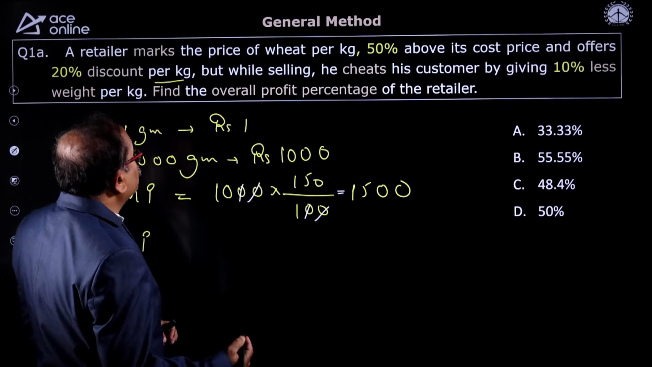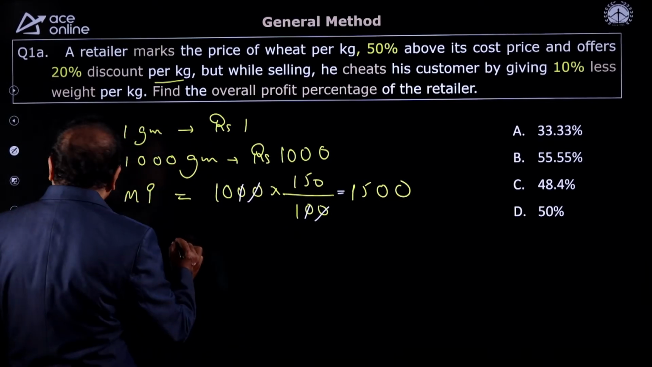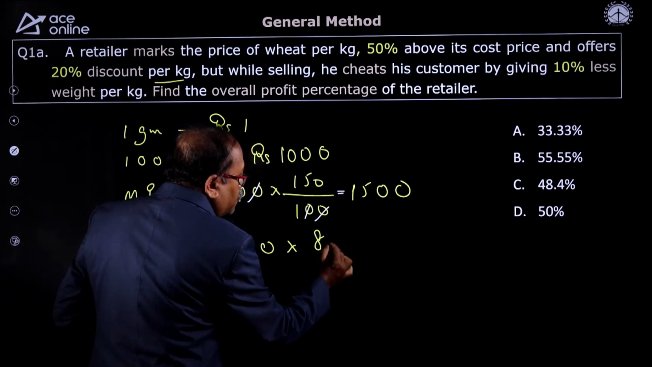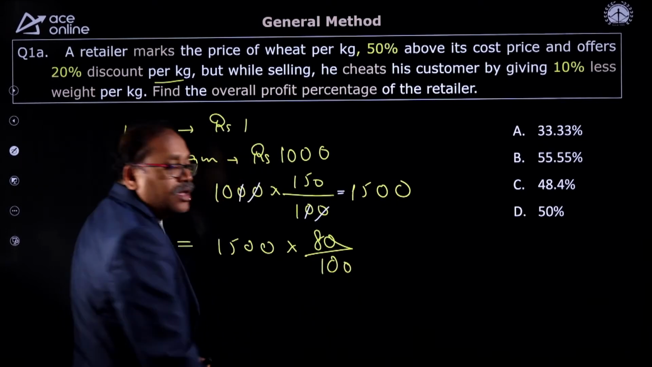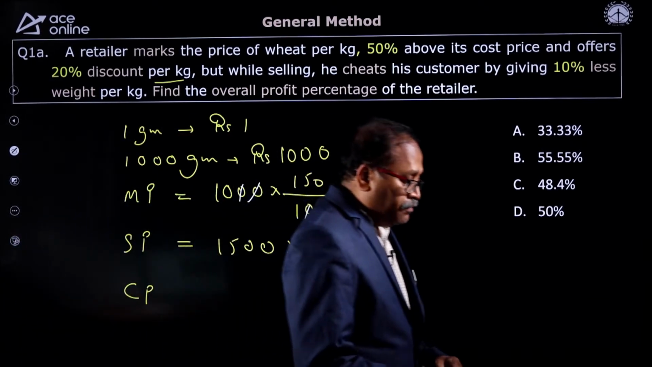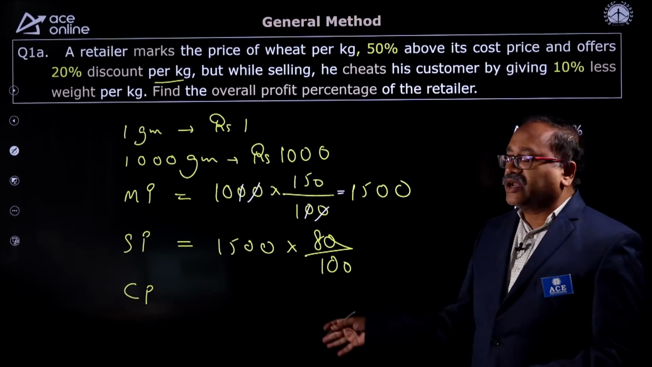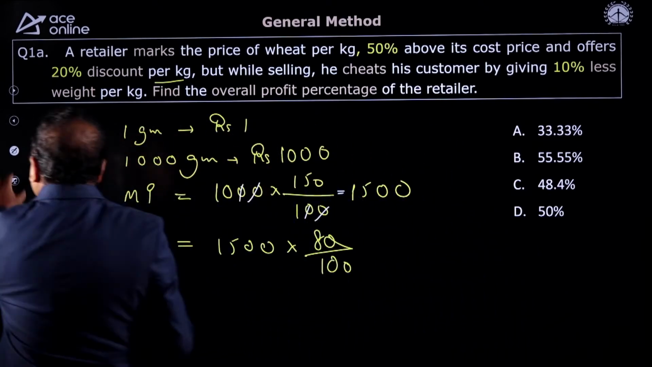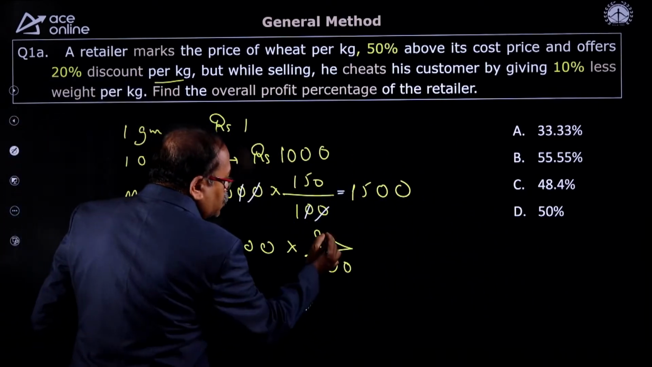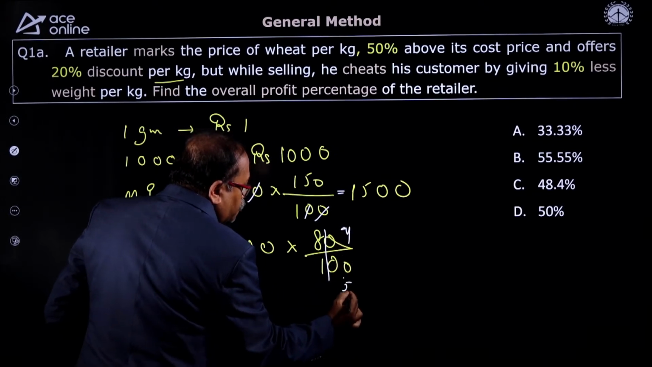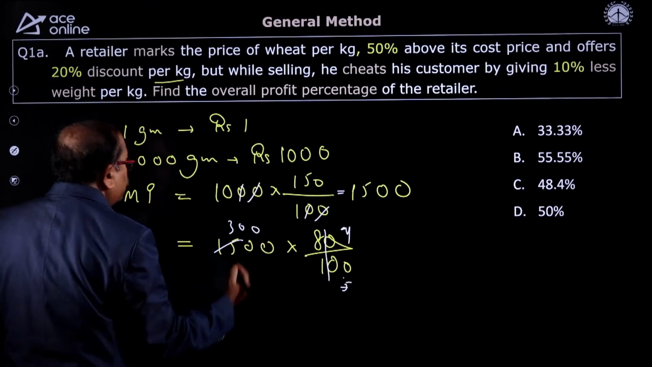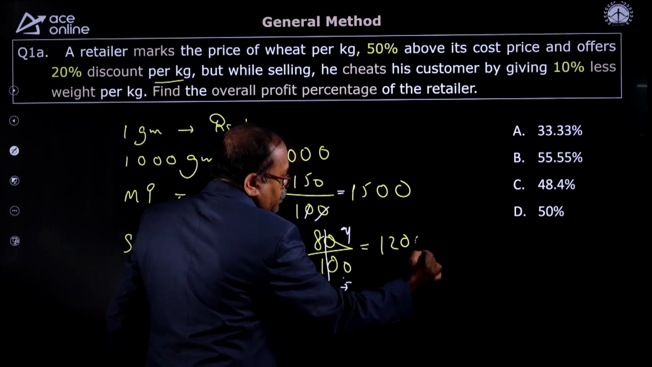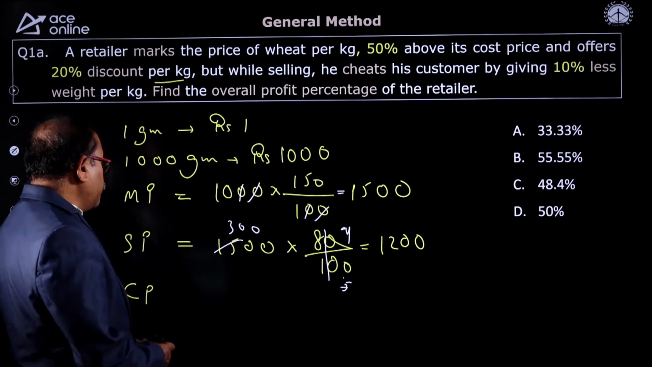Now he gives a discount of 20%. So what will be the selling price? The selling price will be 1500 with discount 20%. That means he sells it at 80% of the mark price. So you directly multiply this by 0.8 or 80 by 100. Notice over here, this is 4 and this is 5, and with 5 this is 300, and 300 into 4 comes to 1200, my young friends. Right, so I got the selling price also.